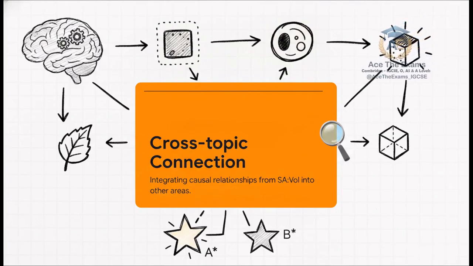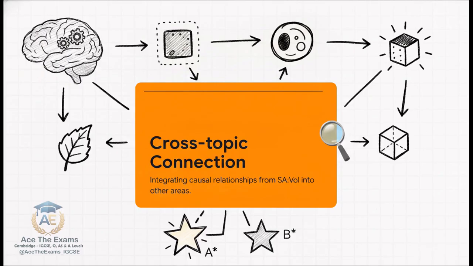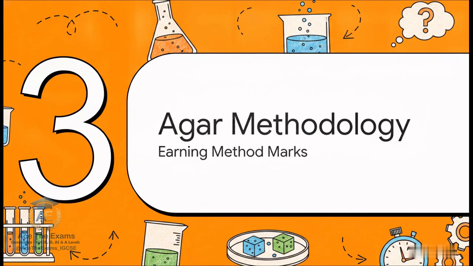The principal examiner reports highlight that top-performing candidates don't just memorize this as some isolated agar block experiment. No, they take the rules of surface area to volume ratio and apply them effortlessly to completely new scenarios. Integrating causal relationships from SA:Vol into other syllabus areas, that is exactly what sets an A-star student apart from a B student. It's a real game changer. Let's move on and see how this builds into practical skills. Section 3, the agar block methodology and earning method marks.